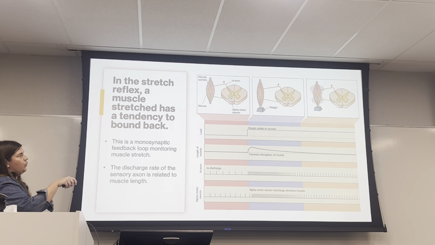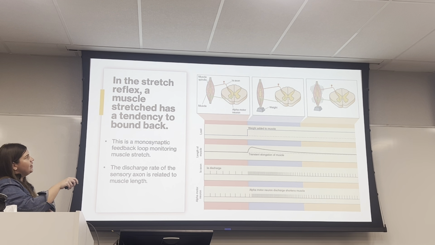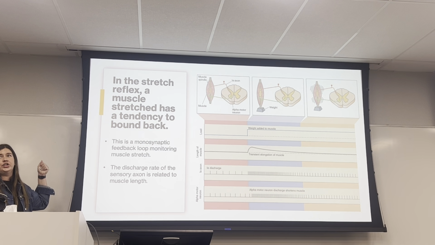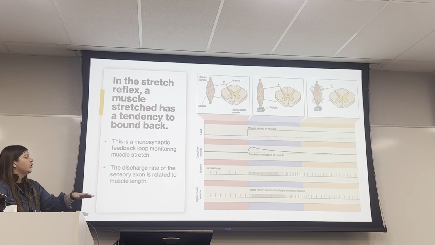What happens if we add a weight to our muscle? Adding a weight would be equivalent to stretching it, so you would experience a quick stretch. All of a sudden we get an increased load, and that causes an elongation of the muscle. We don't want our muscle to be able to stretch indefinitely. So the muscle fibers inside the muscle spindle also get stretched, and as they get stretched, those group 1A axons wrapped around them get triggered to send out action potentials. So that's what we see here.